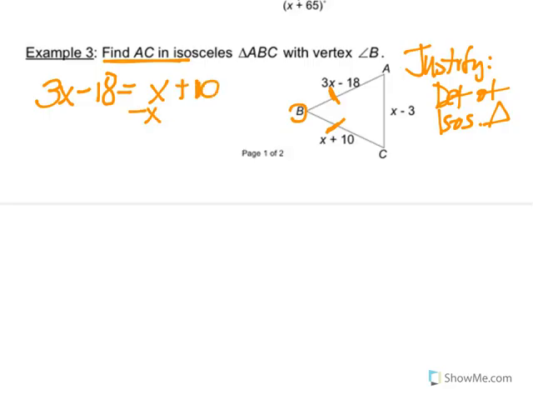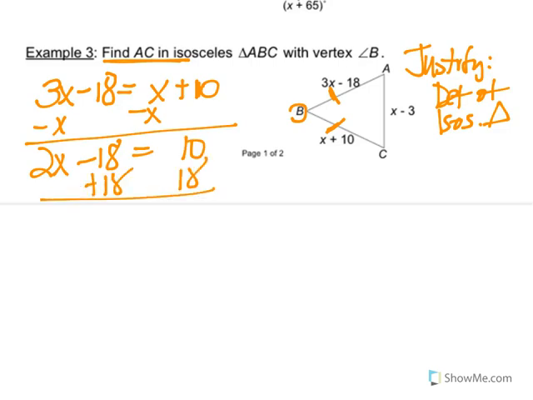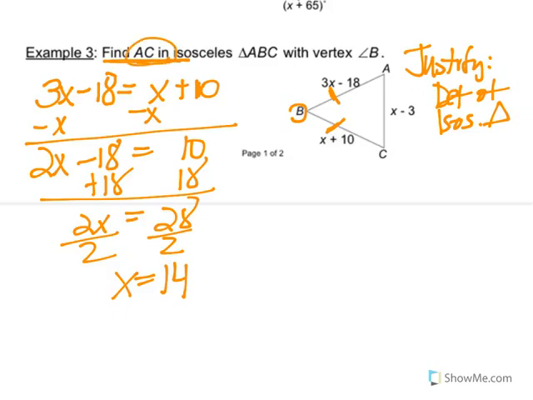So we're going to subtract x, and we get 2x minus 18 equals 10. Add 18. 2x equals 28. And divide by 2, and x equals 14. Okay, but that doesn't answer the question yet, because we need to find AC, and AC is right here. So we're going to substitute 14 for x, and so we have 14 minus 3, and so AC equals 11.